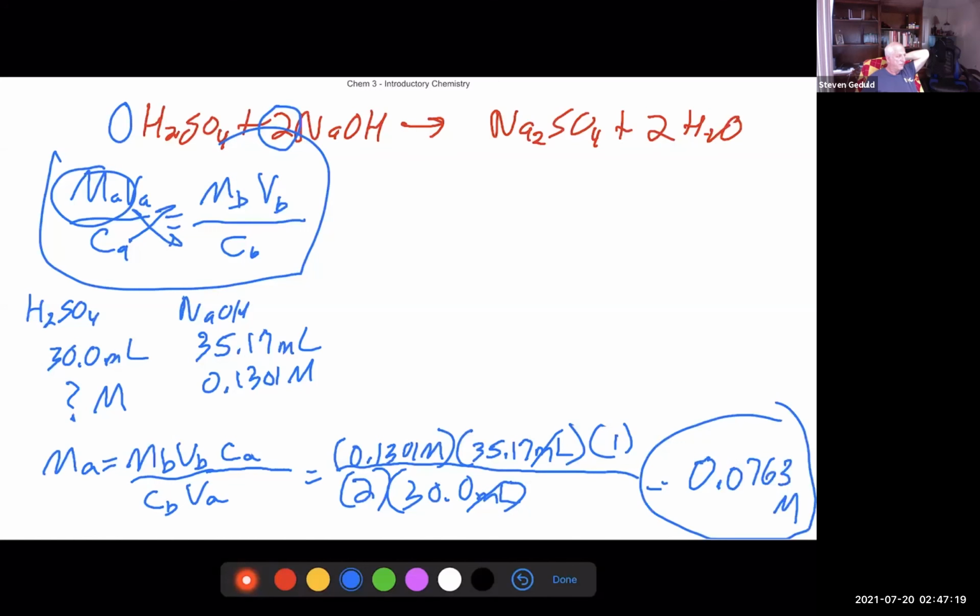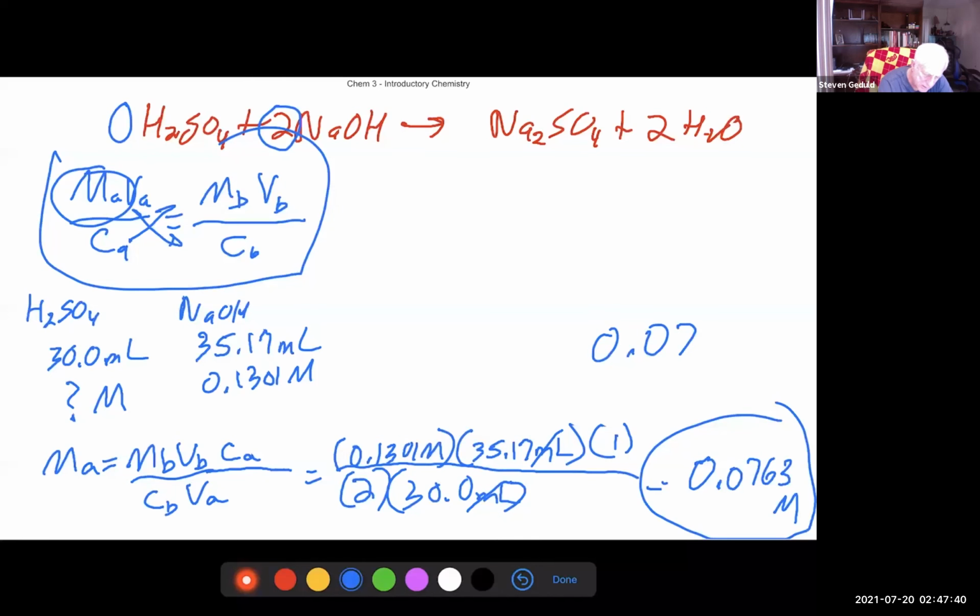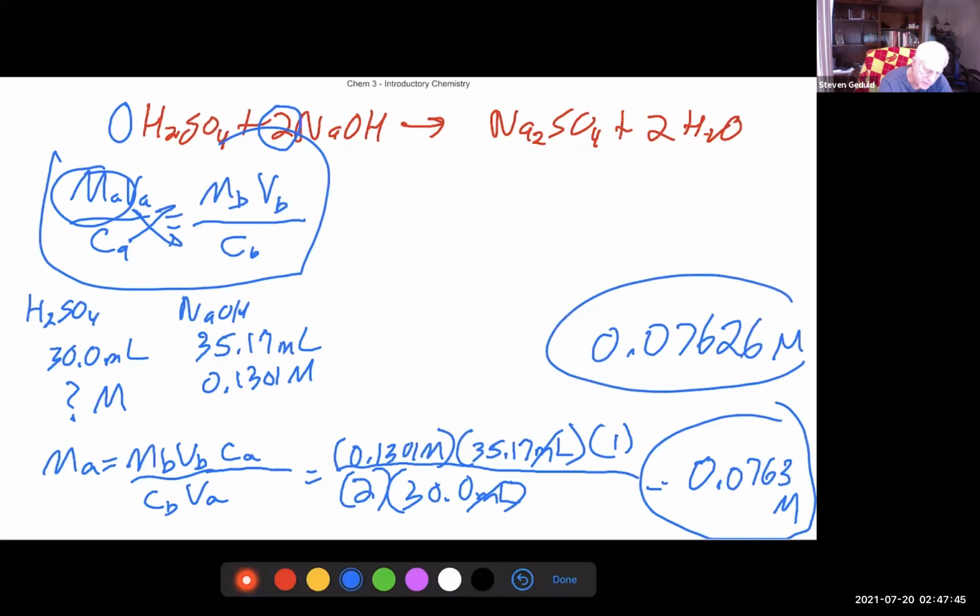Actually, there's 4 significant digits. I left off a digit. No, it has 30.00. Sorry. So it should be 0.07626 molarity. Sorry about that. Everything has four significant digits. You have to answer as 4 significant digits. So 0.0726. Does that make sense?